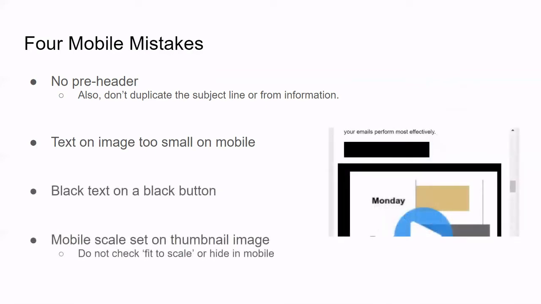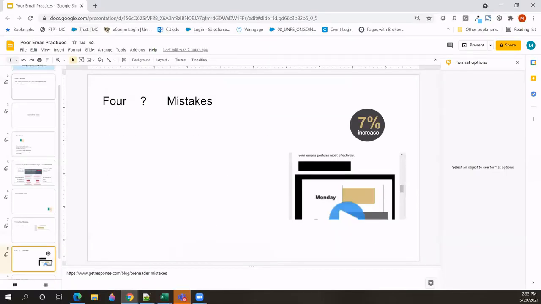As Eric mentioned, that black text on a black button, and I will show that in the design in a moment. But the other piece, and this can kind of get stylistic, is the mobile scale on thumbnail images. Depending on what image you have there, sometimes if it's set to fit to scale, it can start looking really pixelated on mobile. So our advice is to either not set it to scale to fit so it doesn't get pixelated, or you can just completely hide it in mobile. Shorter, sweeter message for those mobile devices.